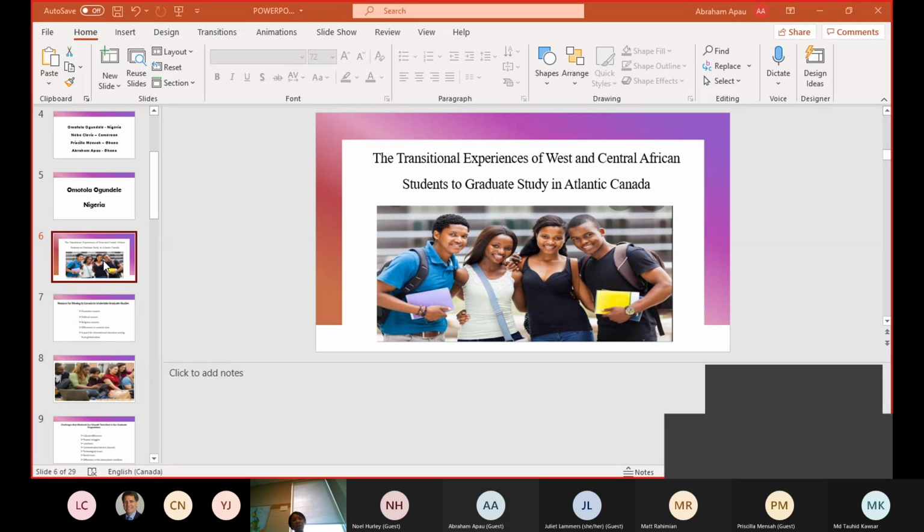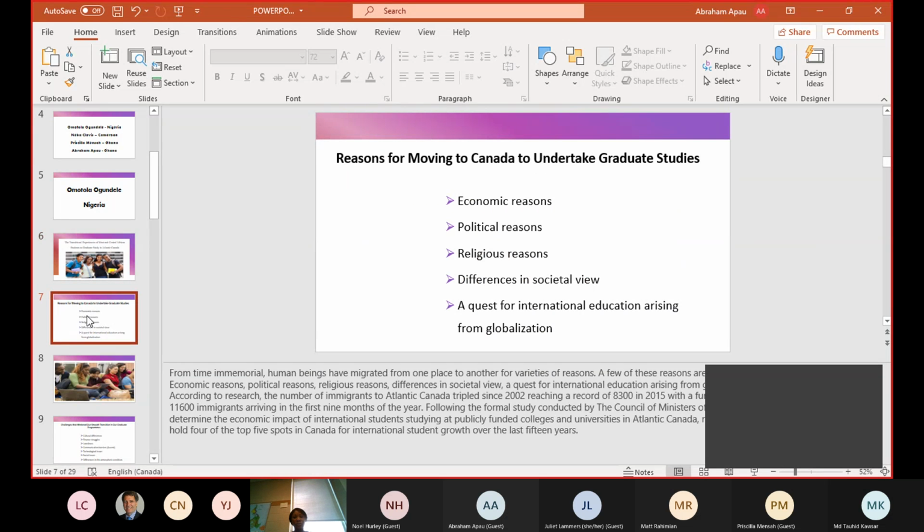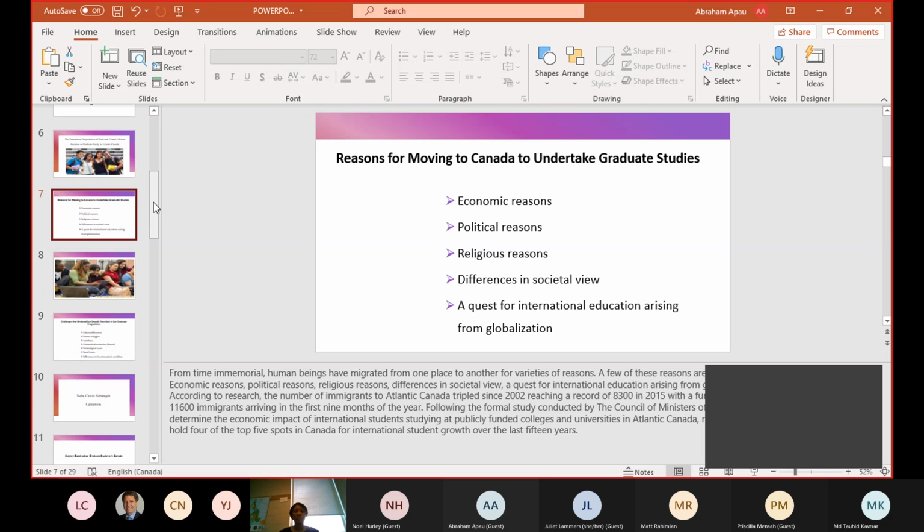From time immemorial, human beings migrate from one place to another for a variety of reasons. A few of those reasons, but not limited to, are economic reasons, political reasons, religious reasons, differences in societal views and opinion, and the quest for international education arising from globalization, and so on.